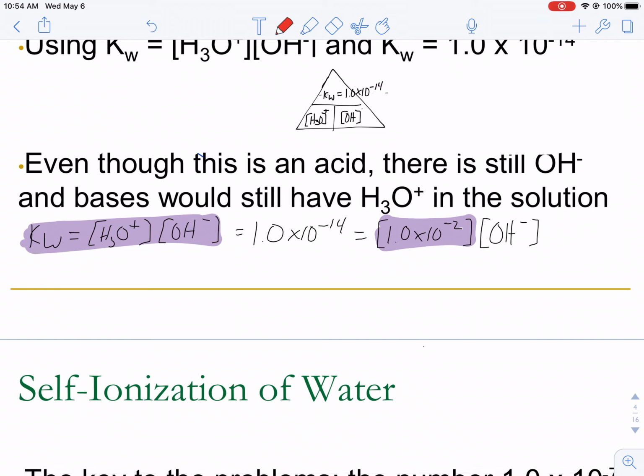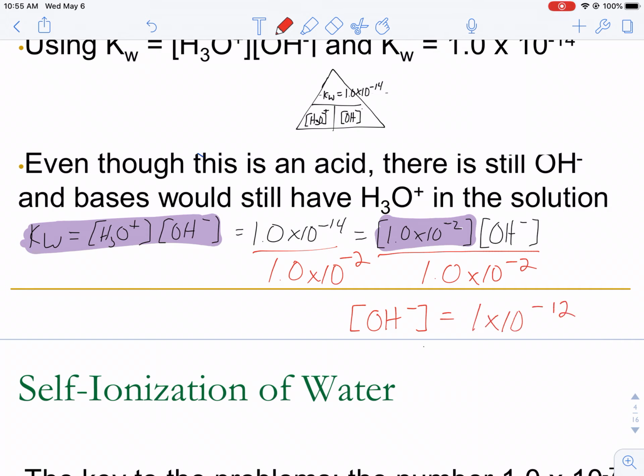Now I'm going to go ahead and algebraically divide it over 1.0 times 10 to the negative second. And if I do the math on this, my concentration of my hydroxide ion is going to equal 1 times 10 to the negative 12. Okay? So my hydronium concentration given in the question was 1 times 10 to the negative second, and my hydroxide concentration was 1 times 10 to the negative 12.